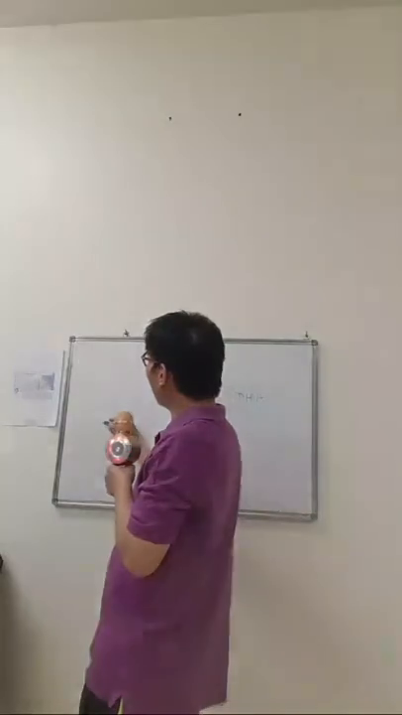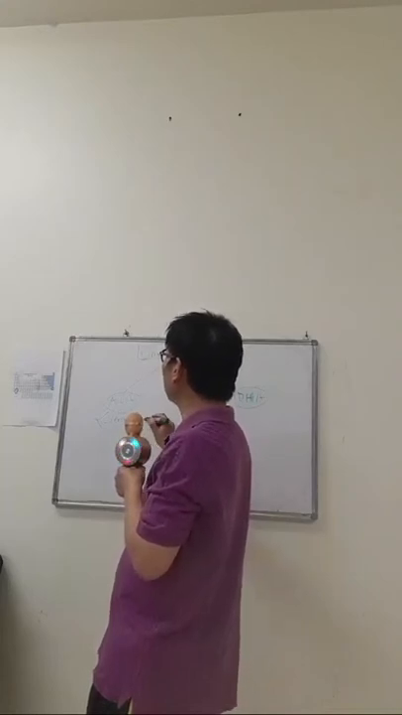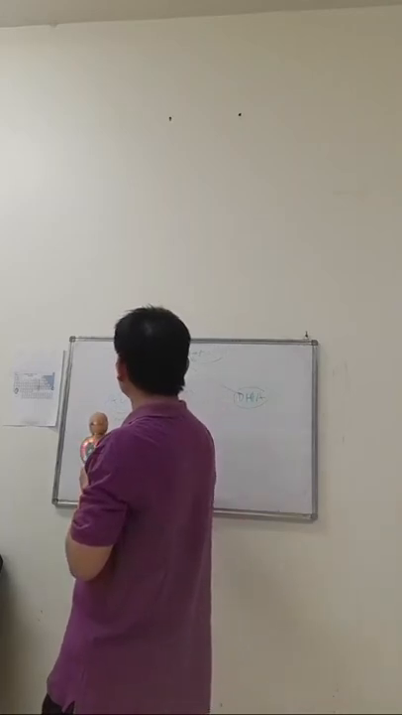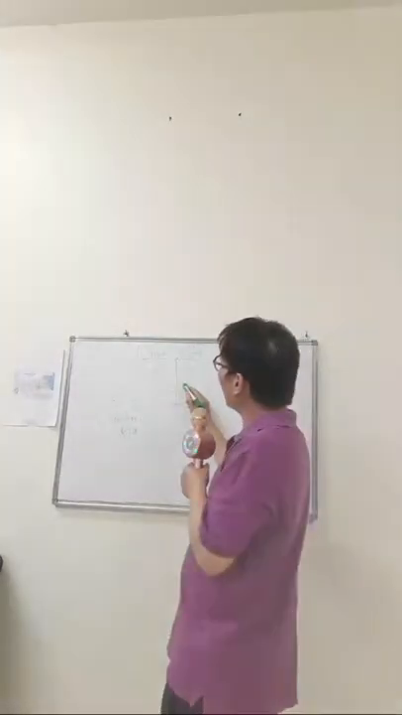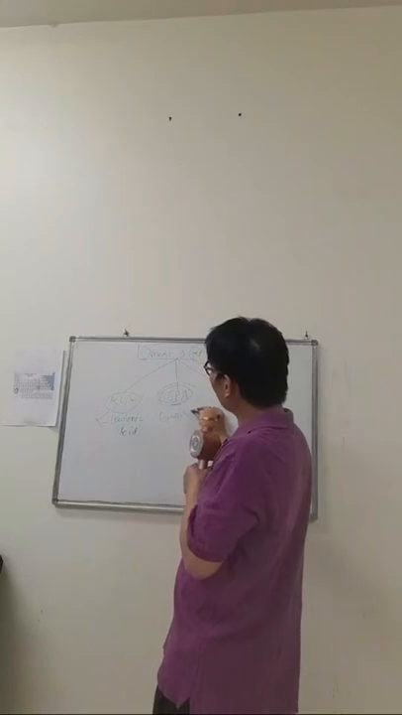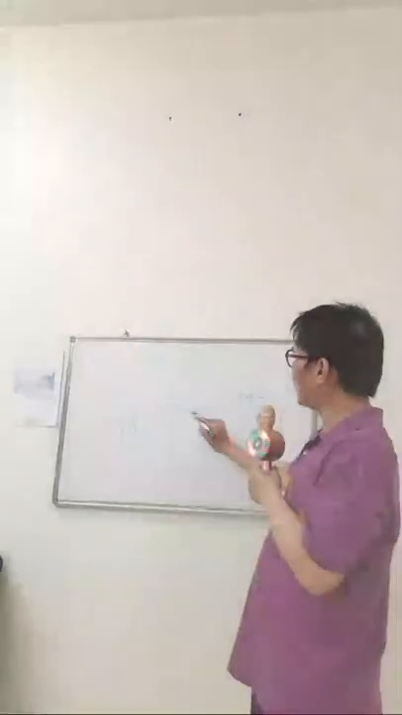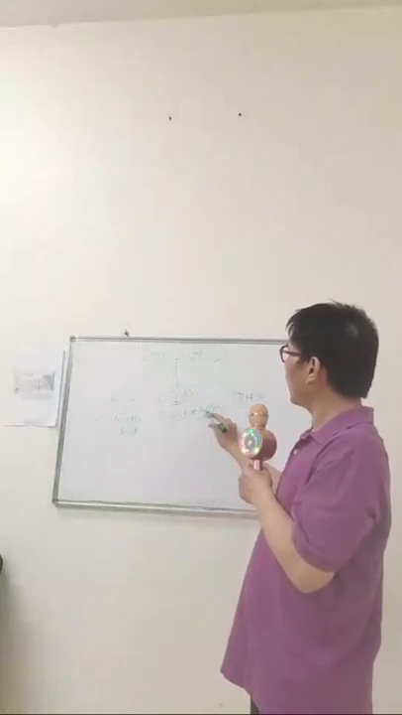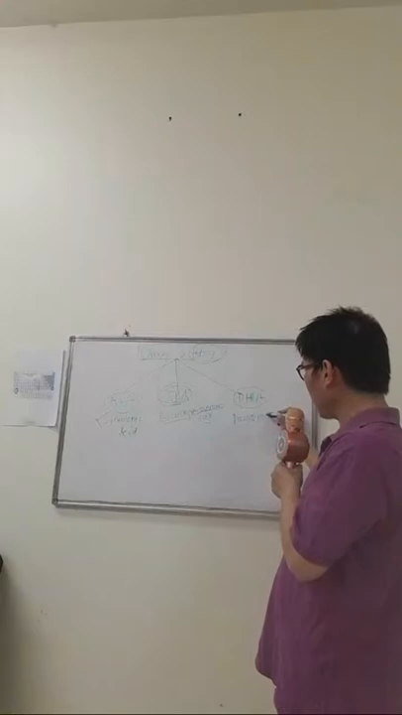ALA is alpha-linolenic acid. Take note of the spelling, linolenic acid. The EPA is eicosapentaenoic acid: E for eicosa, P for pentaenoic, and A for acid. That's why it's EPA. DHA is docosahexaenoic acid.